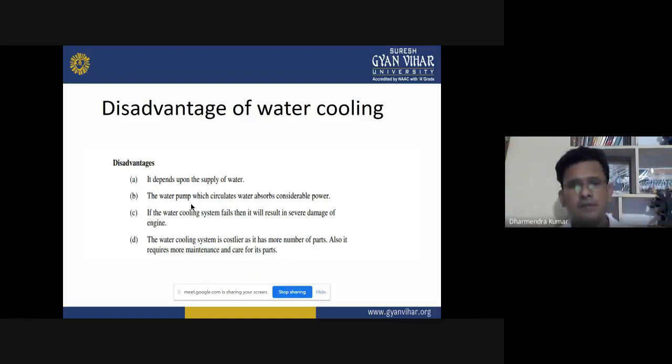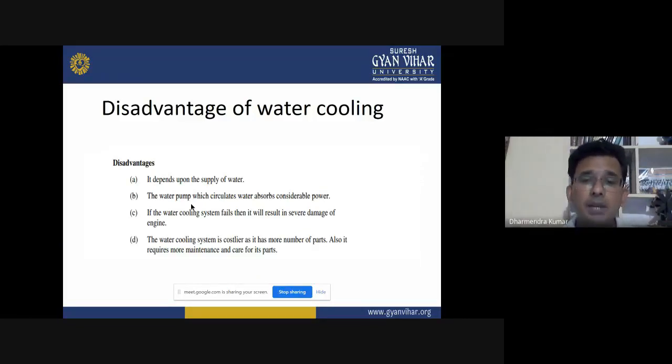Here are some disadvantages of the water cooling system. It depends upon the supply of water. The water pump which circulates the water absorbs considerable power, because power is required. We use a centrifugal pump to circulate the water around the cylinder, or any parts of the automobile which may be damaged due to heat or rising temperature around those parts of the vehicle. The third point is, if the water cooling system fails, then it will result in severe damage to the engine.